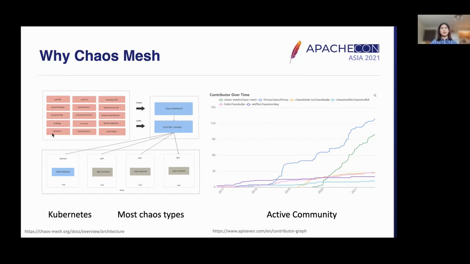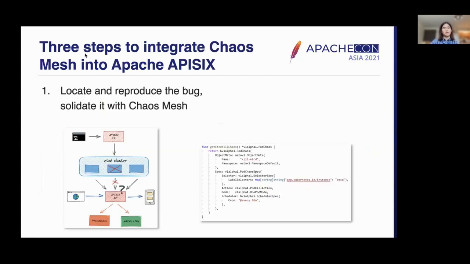After talking about Chaos Mesh, I'll show you how we really integrate Chaos Mesh into APISIX. So there are basically three steps. First, as I mentioned before, users raised bug reports in the community. So the first step is, of course, to fix it. Now we need to locate and reproduce the bug with Chaos Mesh.